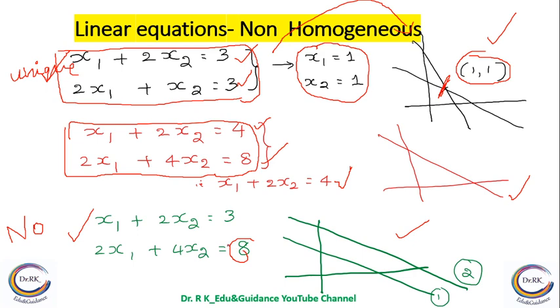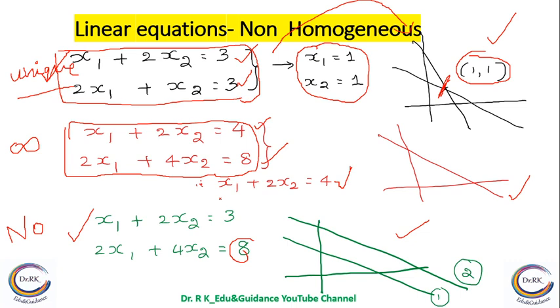So when we try to solve a non-homogeneous system of equations, we may encounter any one of these cases: either a unique solution, infinitely many solutions, or no solution.